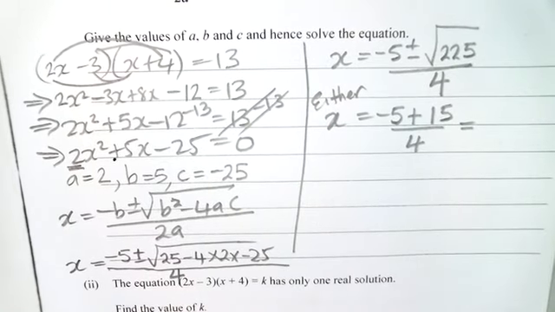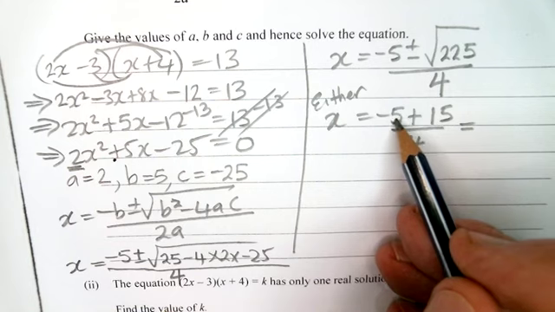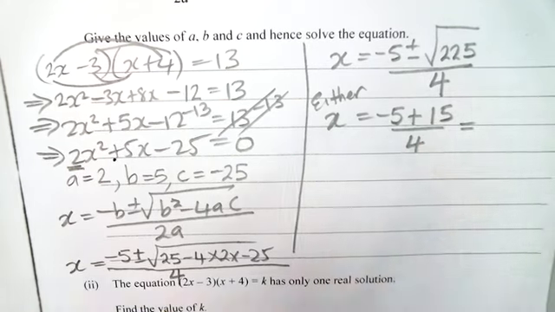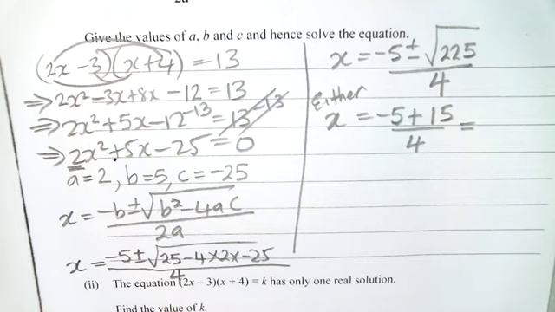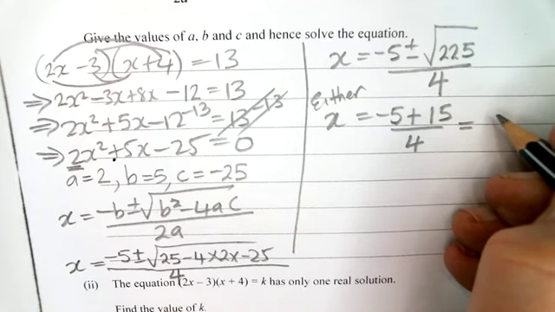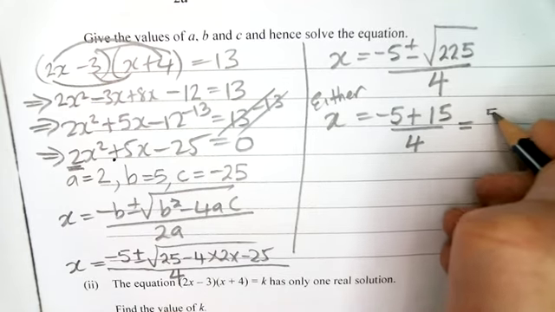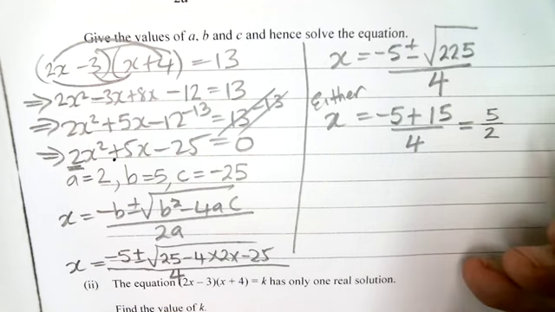So we've got negative 5 and 15. That's going to be 10. 10 on 4. So 10 on 4, which is really just 5 on 2. Yeah. So we can just say 5 on 2. Let's go with 5 on 2.